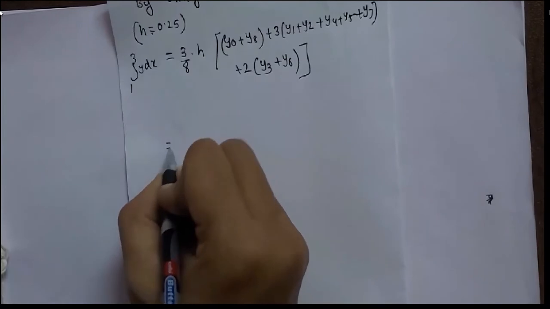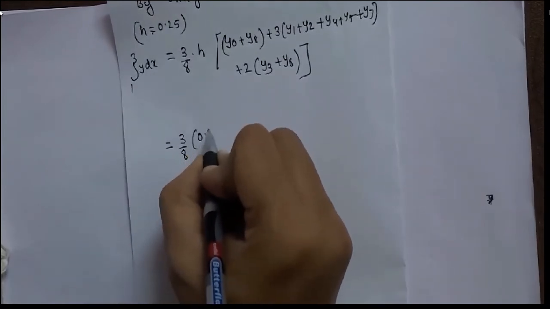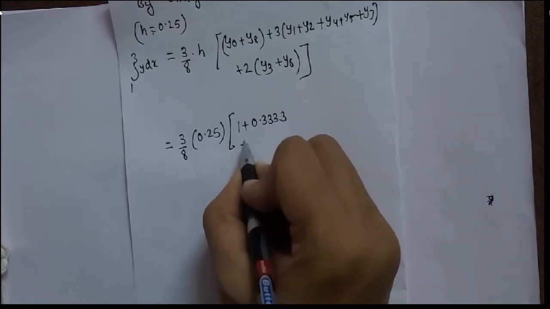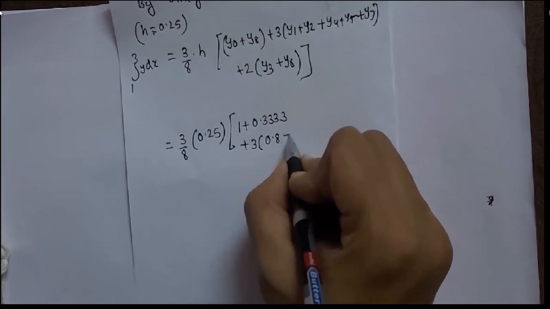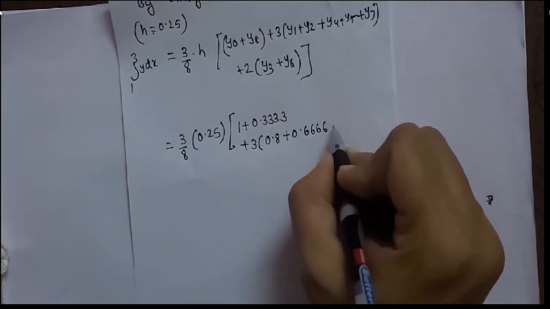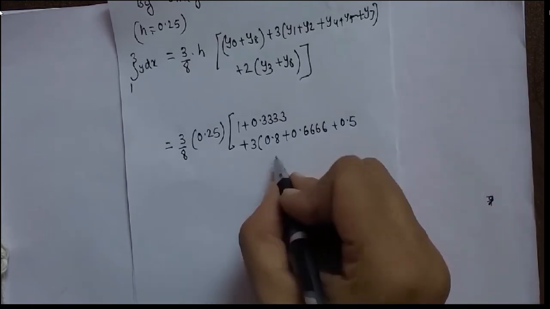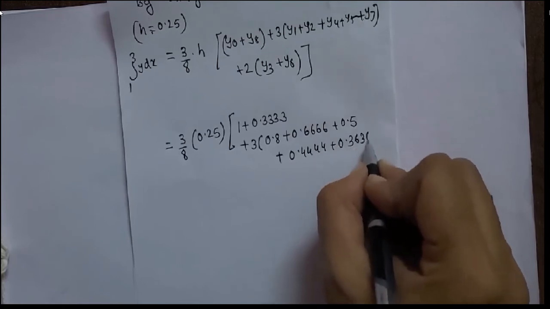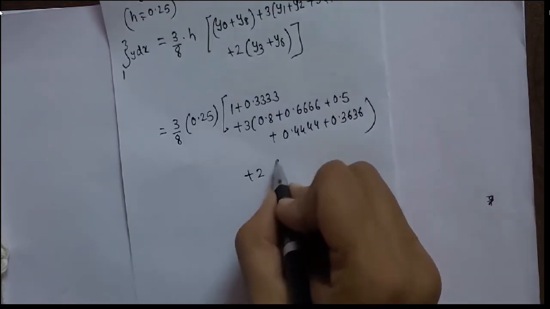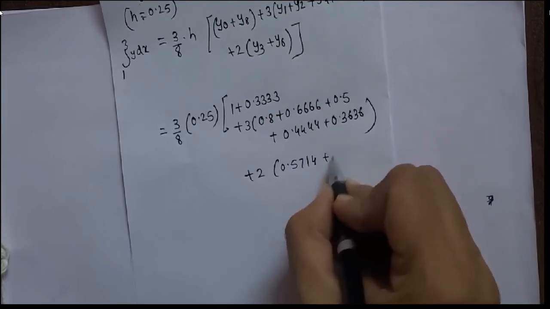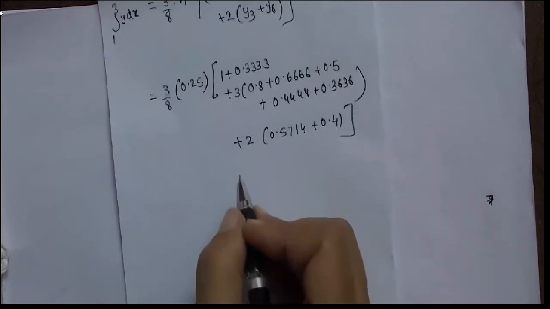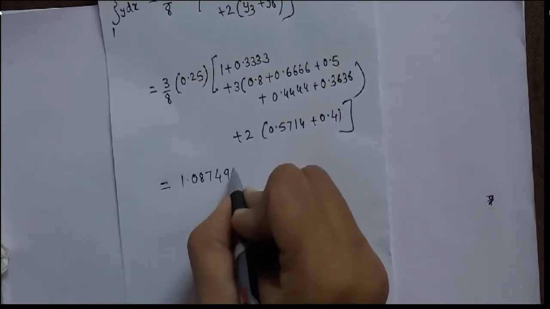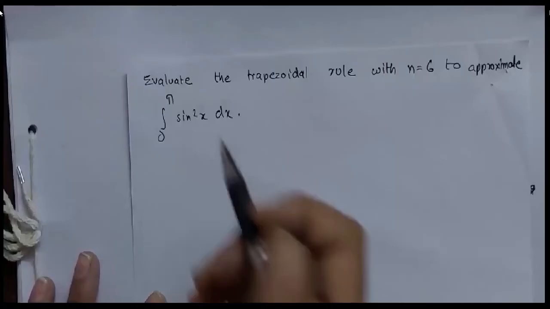Now just substitute the values. 3/8 into 0.25, 1 plus 0.3333 plus 3 times 0.8 plus 0.6666 plus 0.5 plus 0.4444 plus 0.3636 plus 2 times 0.5714 plus 0.4. The value is coming out to be 1.087490.